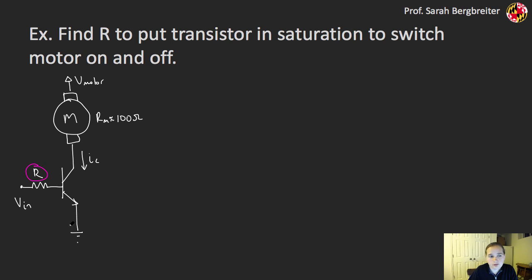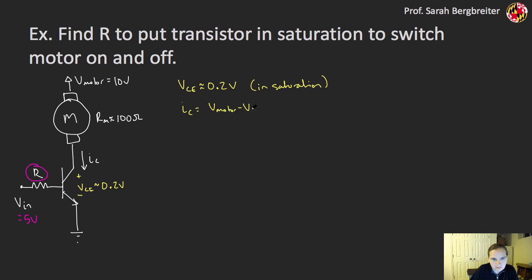I'm going to assume I'm driving this from an Arduino, so my V-in is going to be 5 volts. And if I'm in saturation, remember, I know that my VCE is going to be approximately 0.2 volts, and I can use that to calculate what my collector current is going to be. So I'm assuming here this VCE is approximately 0.2 volts. If I look at V motor, and I didn't give you a definition for V motor here, let's say that's 10 volts, then my collector current is going to be V motor minus VCE over the resistance of that motor, and that gives me approximately 98 milliamps for my collector current and my motor current.